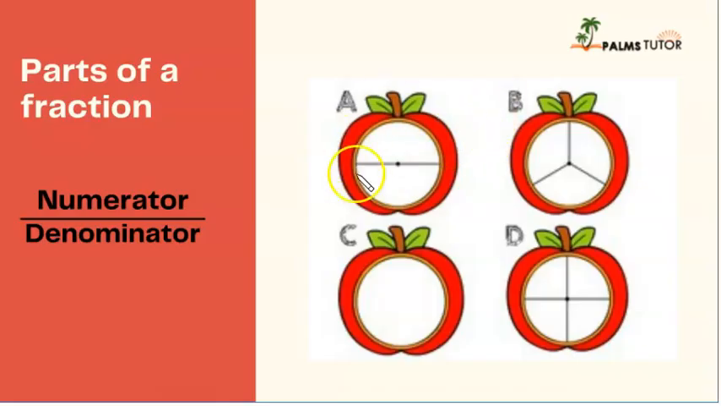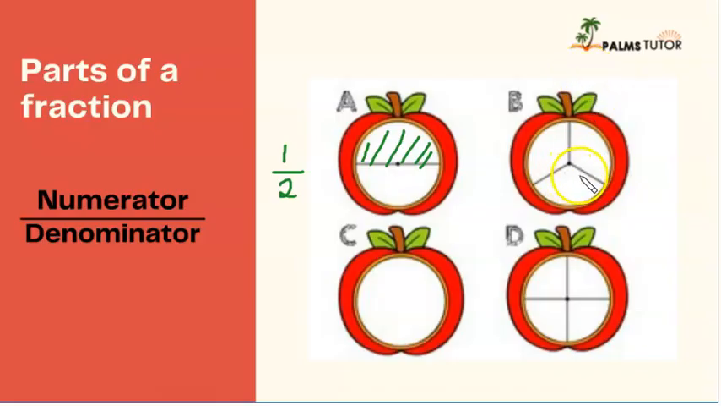Now, this was divided into 2. So my denominator will be 2. Also, let's say we have 1 part shaded. How many parts do we have shaded? We say we have 1 out of 2. 1 over 2.